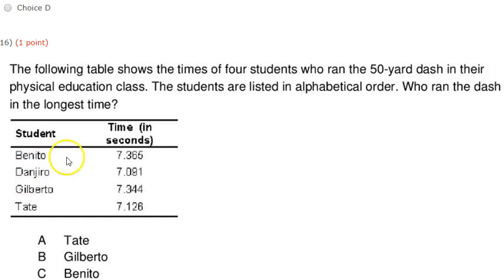Again, Benito had 7 and 365 thousandths seconds. Denjaro had 7 and 91 thousandths seconds. Gilberto had 7 and 344 thousandths. And Tate had 7 and 126 thousandths.